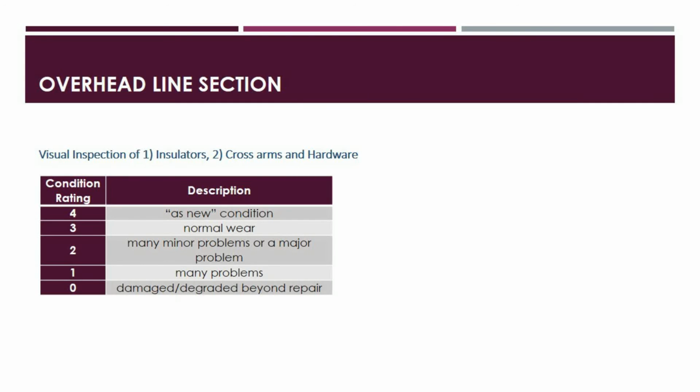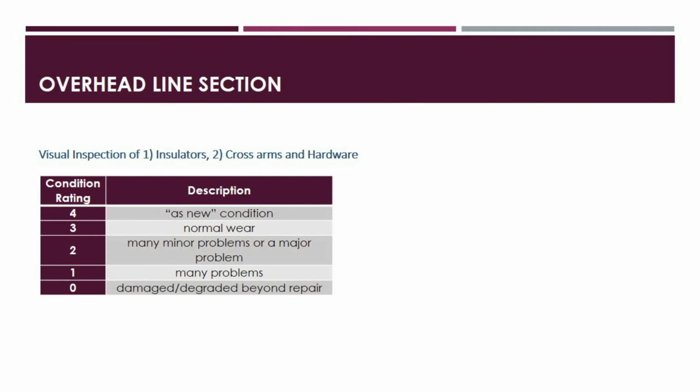But there are also two other ratings that are part of the health index calculation, which are visual inspection of insulators and hardware. So let us go through each of these. Note that even though I'm showing this as one table, they're evaluated as two different categories. So for visual inspection of insulators, when you assign insulators a rating of 4, it means that the insulator is in as new condition. For 3, it means that the insulator has normal wear that is expected with age.